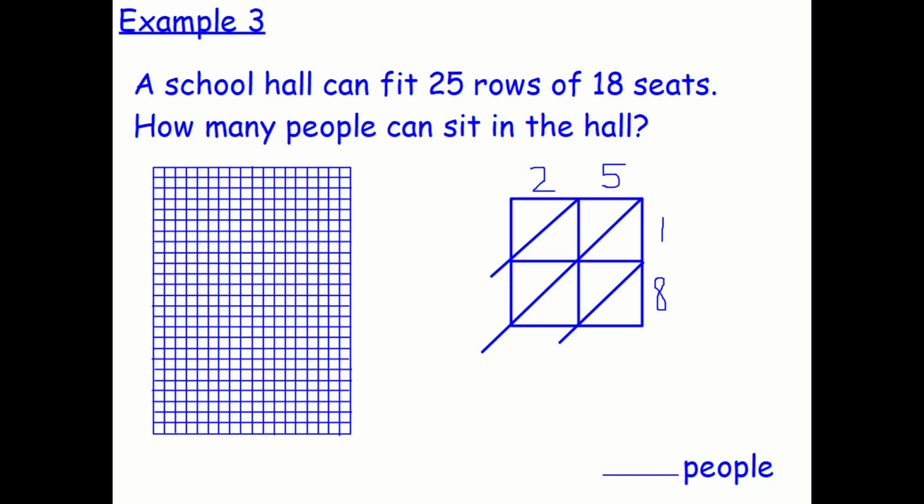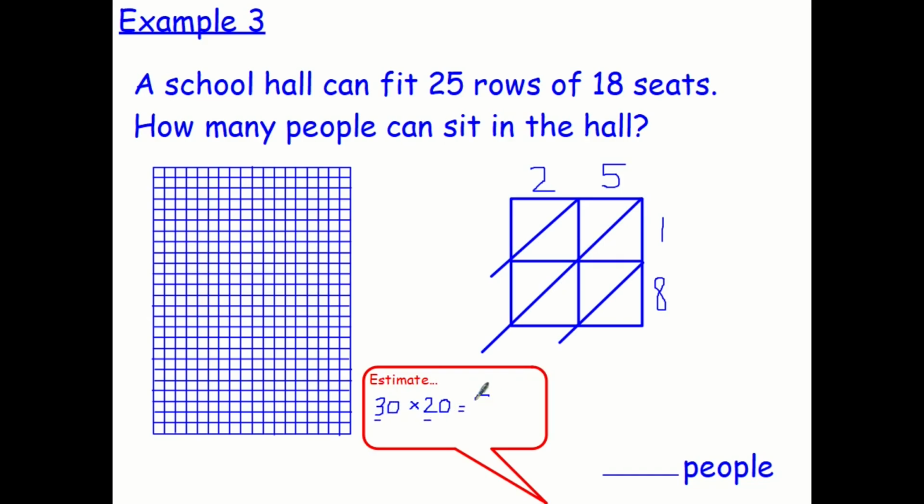Before we do this, remember, always a good idea to do an estimate. So let's do the estimate. 25, I'm going to say that's 30, let's round it up. And 18, well, let's just call that 20. So 3 times 2 is 6. And then I've got a 0 there and a 0 there. So I've got 0, 0. So 600 is my estimate. So let's have a look.